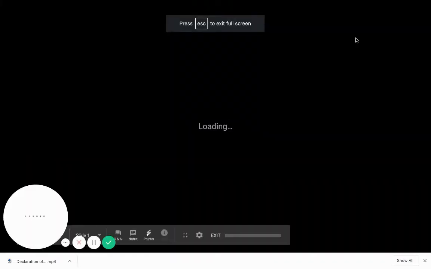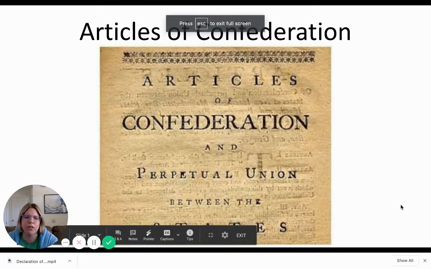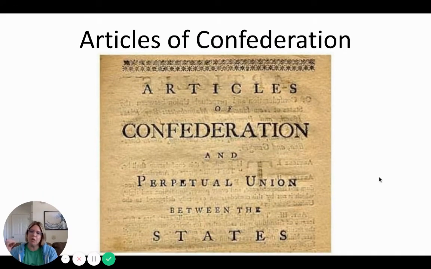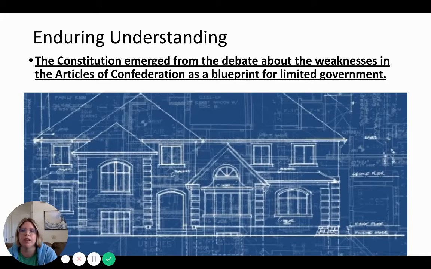Let's get to it. The Articles of Confederation was that first failed form of government that did not succeed, but even though it had all kinds of problems, it did show us the way for a better constitution. And so we use this document to help guide us and create an even better form of government that we still use today. So the enduring understanding: the Constitution emerged from the debate about the weaknesses of the Articles of Confederation as a blueprint for limited government.